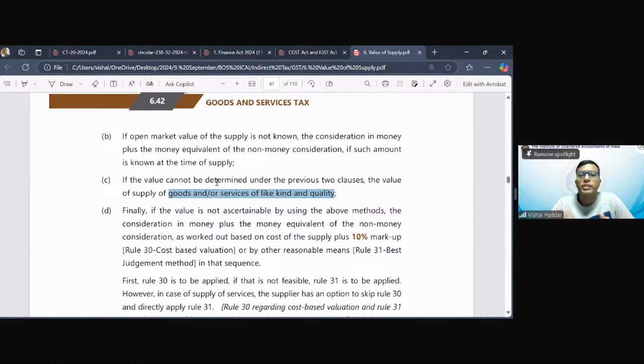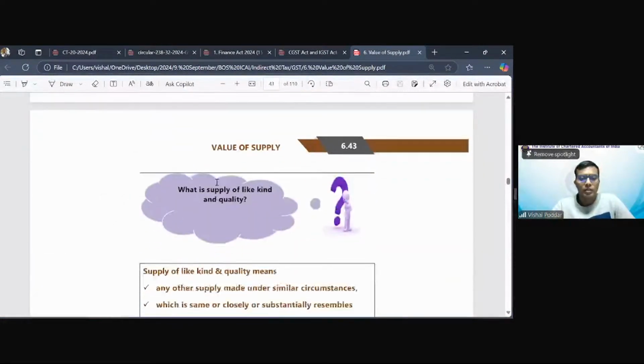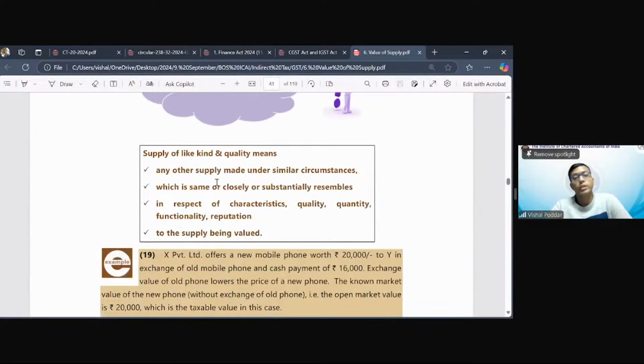So you can call this the fair market value. I think the definition for this is also given. Yes. So what is the definition of supply of like kind and quality? It means any other supply made under similar circumstances, which is same or closely or substantially resembles in respect of characteristics, quality, quantity, functionality, reputation to the supply being valued.